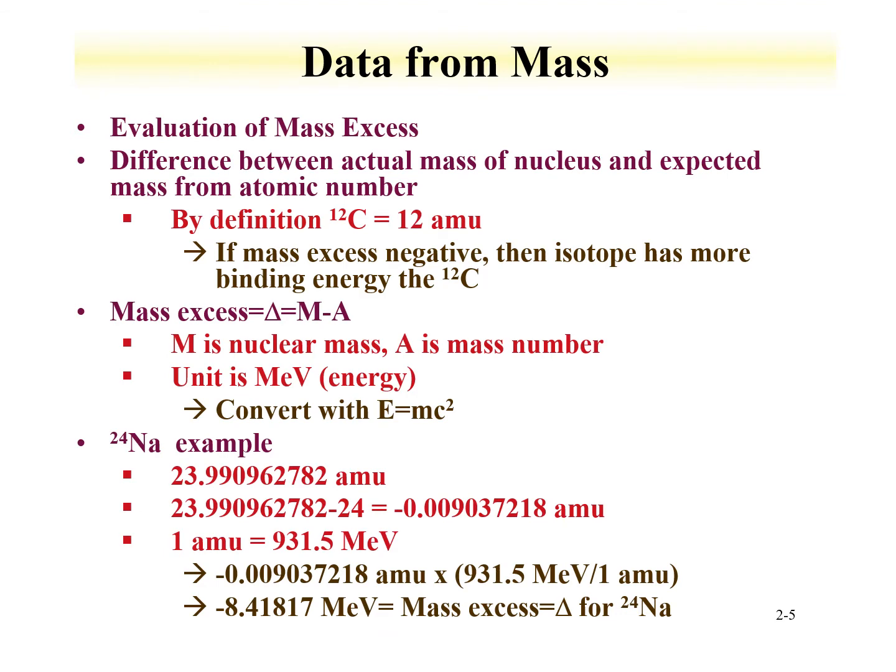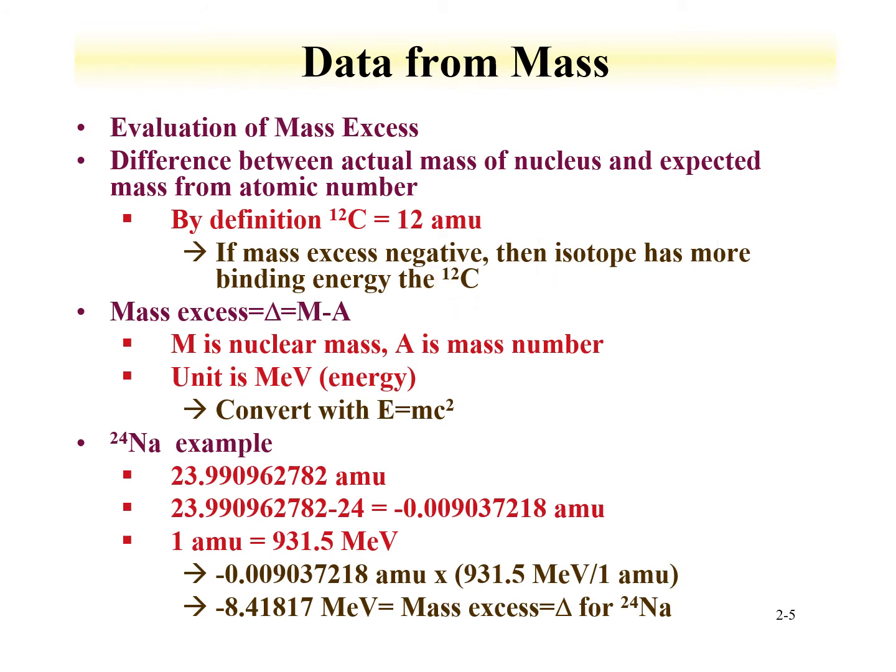From the first introduction of this lecture, we said that mass is going to be an important consideration in determining nuclear properties. So look at it this way. We can evaluate the mass of a given isotope. And what's the difference between the actual mass of the nucleus and the expected mass from the atomic number? So, for instance, if we define carbon-12 as 12 AMU, that's the definition, we can talk about something called a mass excess. If the mass excess is negative, then the isotope has more binding energy than carbon-12. And the mass excess, it's a term that we're going to introduce.